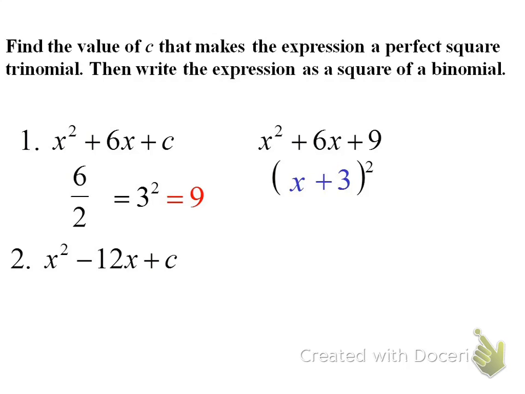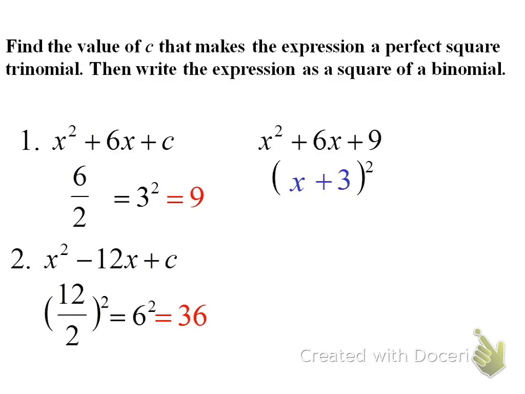Number 2, x squared minus 12x plus c. So we want to find the c value that makes this factor like the one above, a binomial squared. So the way we do that, we take negative 12 and divide it by 2. That would give us negative 6. And what's negative 6 squared? 36. So you add 36 on the end.